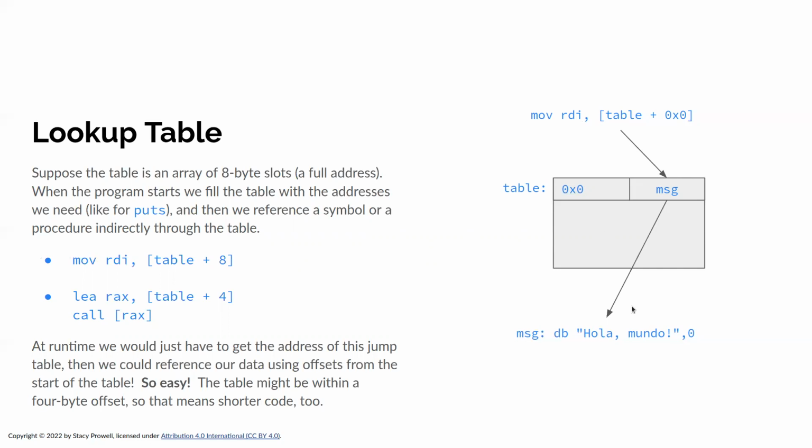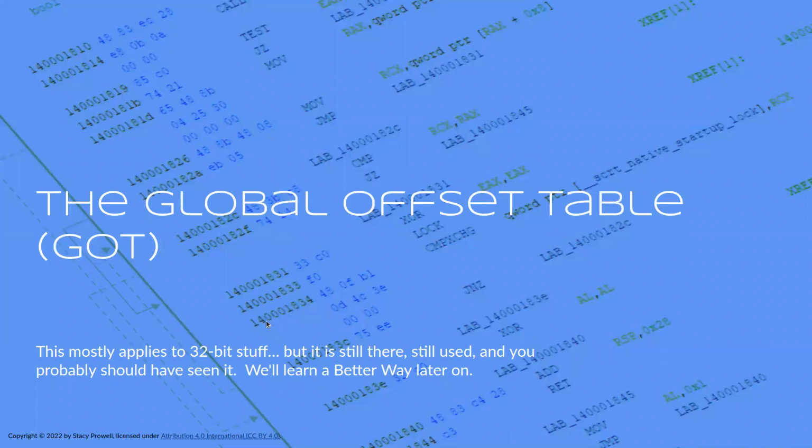So easy, so simple. Keep the table close to the code, and we can just use a 4-byte offset. Shorter code. Everybody wins. And so you might see something like this. I do the table plus 8 to get a value, or maybe I want to jump somewhere. And so I have another entry in the table for that, and I just call the address I got out of the table. That table is called the global offset table, or the GOT.